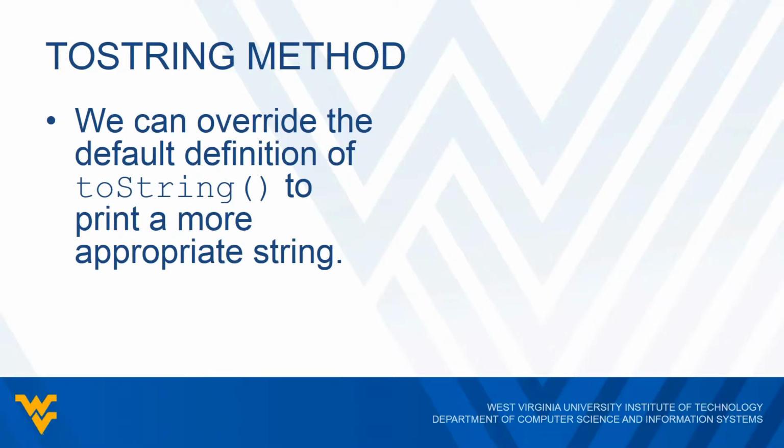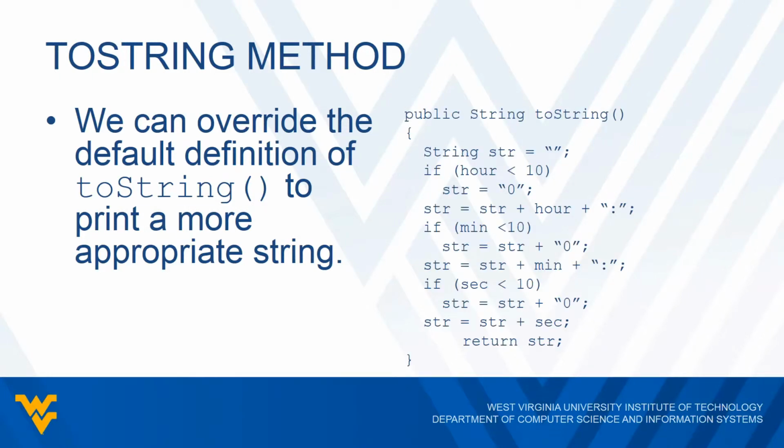So we can redefine it in our class so that we print something a bit more appropriate than the class name, an @ symbol, and some hash code. So here would be a more appropriate setup for the toString method. Because think about it, what are we trying to print for our clock? We want to print the hours, the minutes, and the seconds. So here's some code that will take care of that for us.